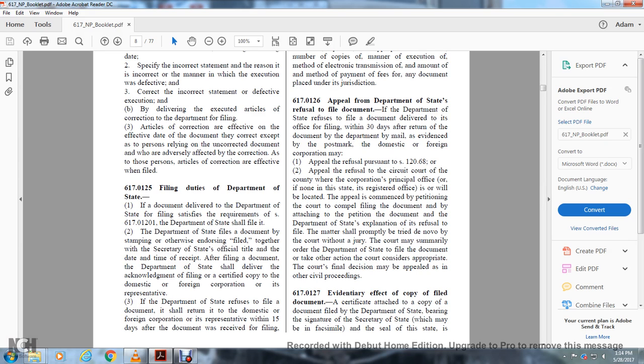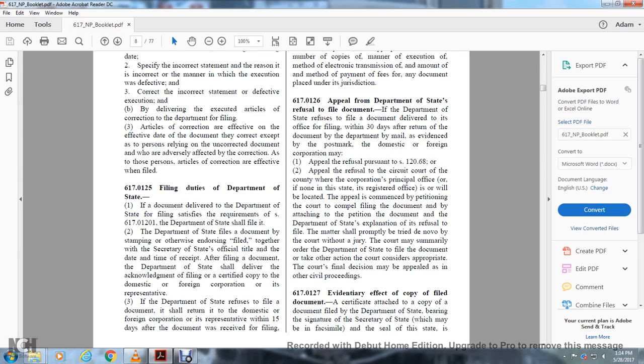pursuant to Statute 120.68. The appeal is to the circuit court of the county where the corporation's principal office is located, or, if none in this state, where its registered office is located. The appeal is commenced by filing a petition with the court to compel the filing of the document, attaching the petition to the document and the Department of State's explanation of its refusal to file. The matter is to be tried promptly and de novo by the court.